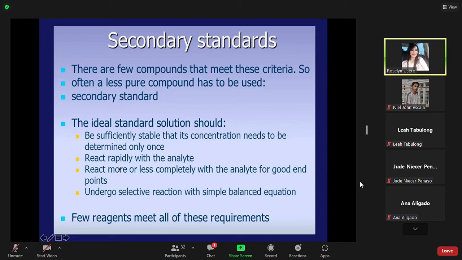Okay. Next, going back, the ideal standard solution should react more or less completely with the analyte for good endpoints. This is in reference to titrimetric analysis methods. Undergo selective reaction with simple balanced equation. So meaning there should be a balanced stoichiometric reaction. Okay, few reagents meet all of these requirements.